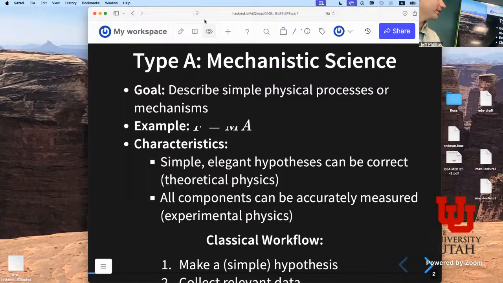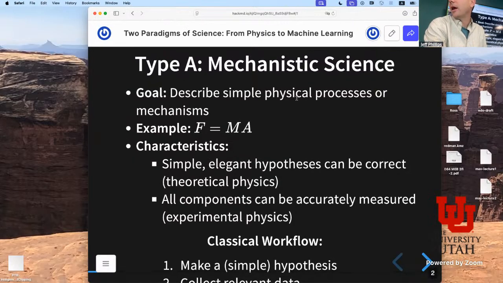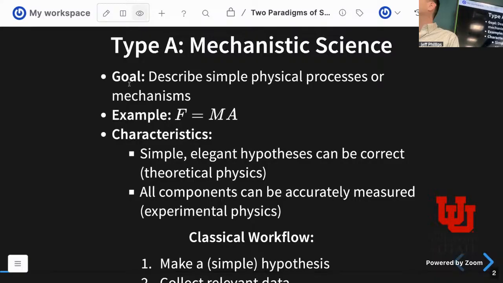There's some simple, elegant hypothesis that can possibly be correct. So it's simple and it can still be correct. All components of this can be accurately measured. And the field of experimental physics is often about how you make those measurements, even if it's not so easy to actually do.